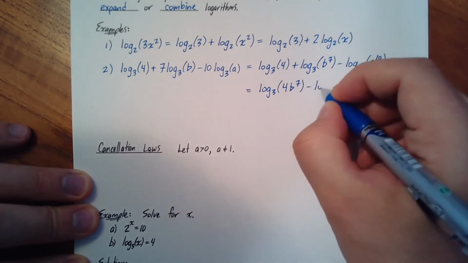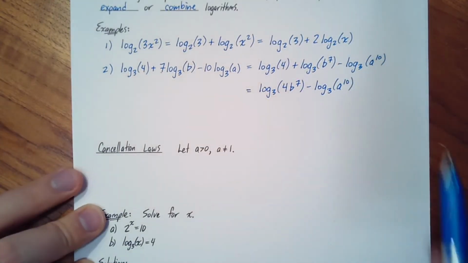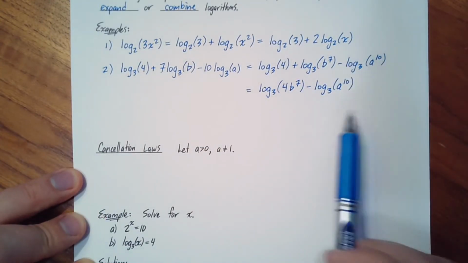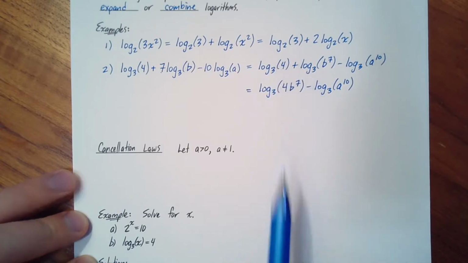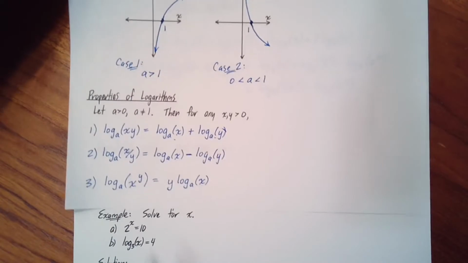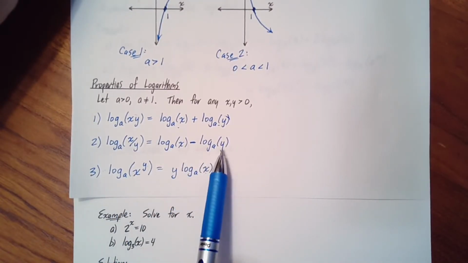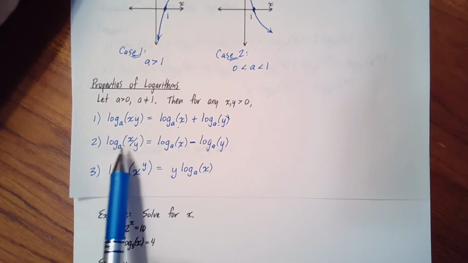And then we still have the log base 3 of a to the power of 10 subtracted on after. So we didn't do anything to that third term. We left it alone. It's still being subtracted. But the first two terms got combined. And then now we can apply the second property of logs in reverse. Because now we have log base a of something minus log base a of something else. We can combine it into a single log of a fraction, right?